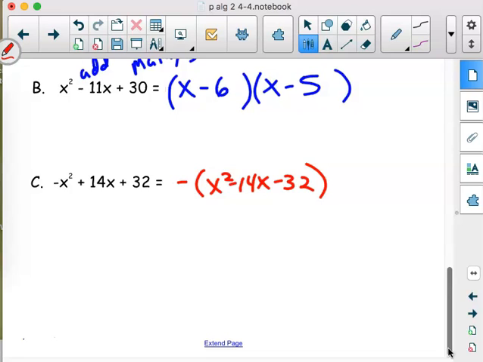Now we might not be done. I mean, it still has a squared in it, so maybe, just maybe, this one we can keep going on. So now we would need two numbers that multiply to give us negative 32 and add to negative 14. Think about that one for a couple of seconds. Multiply to negative 32 and add to negative 14. Then unmute and tell me what they are if you know them. 16 and negative 2. Careful.